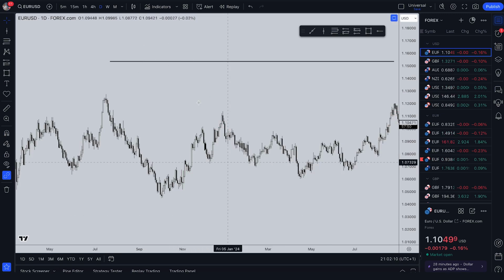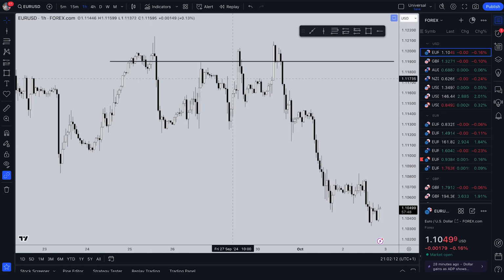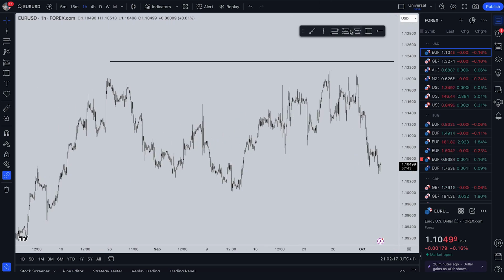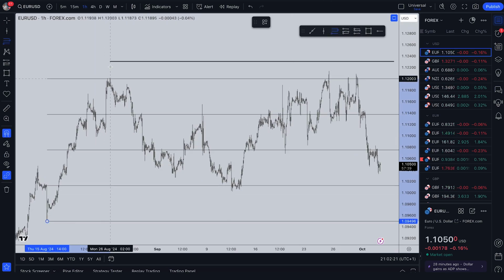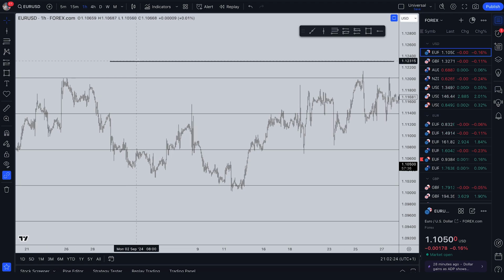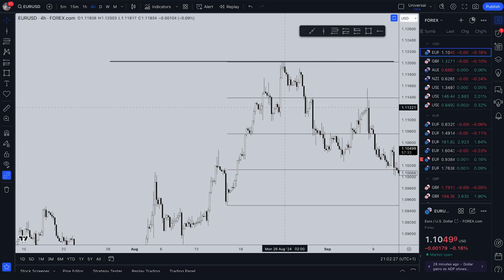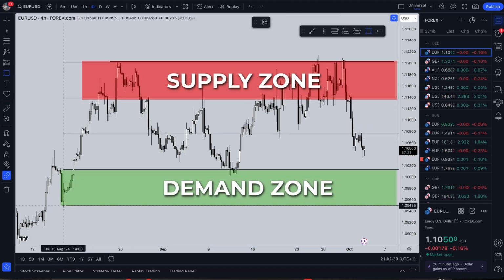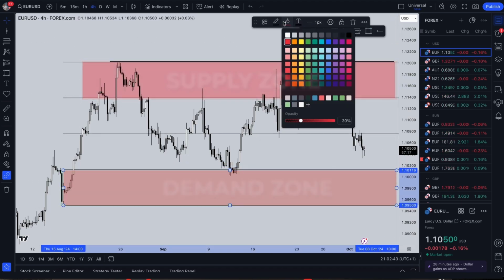What I'm going to do now is drop down onto an even lower time frame and show you how once again we can apply this. And again, it is so simple. We have our highs, we have our lows. I'll bring it onto the 4-hour chart so you're able to see it a bit easier. And once again, we have our areas of supply and our areas of demand. Do you see how simple this is?